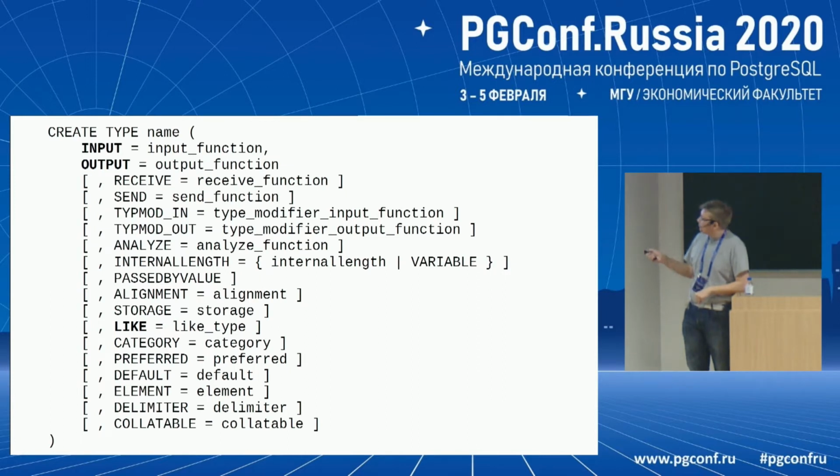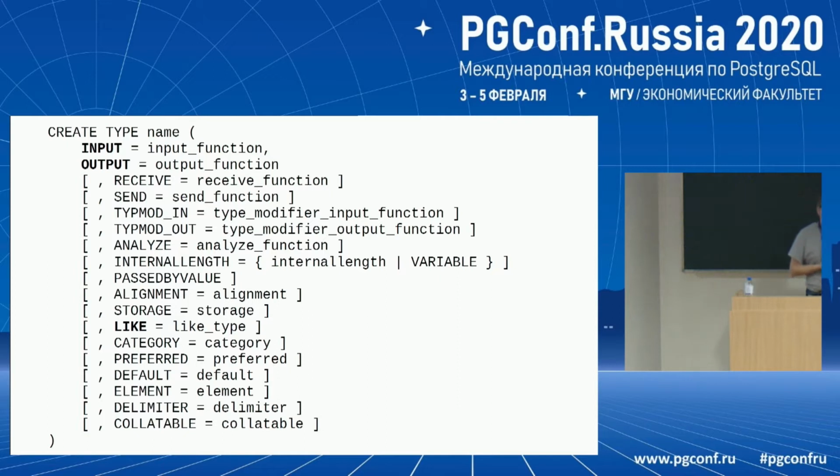This is the full help output for the create type command. As you can see, there's a lot more you can do. We only use the input and output functions for now, and I used the LIKE option to say that all of these other parameters were copied directly from the integer data type. But for example, you can see that there are binary receive and send functions, which are kind of like the string functions, but for binary format.